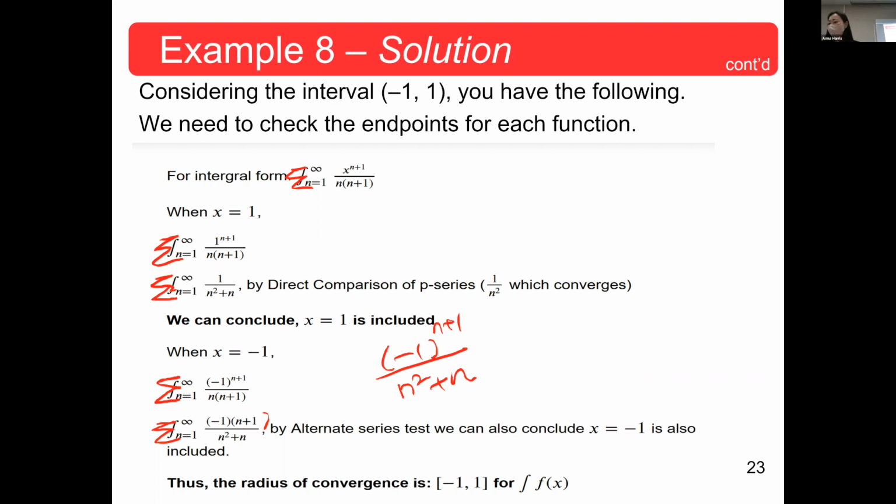Okay. Again, you're going to say what? Remember, whenever you have a -1 in the front, it's alternating. That means it converges. Are you with me, class? If you have -1 to the whatever power, you know right away it's alternating. So you're going to say it's an alternating series. By the alternating series test, -1 is also included. So what is your radius of convergence? The interval of convergence is -1 included, and 1 included. All right, time for you to do the work.